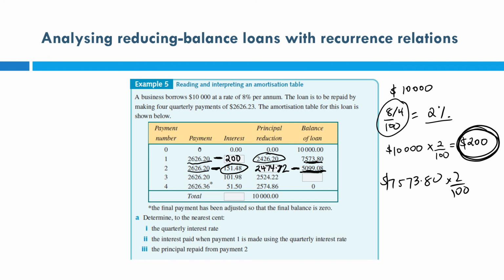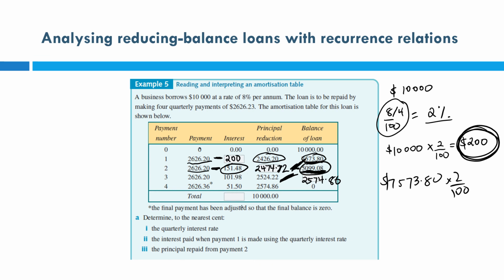So that 7,573.80 in the previous minus the principal reduction, yep, 2,474.72. Right. That gives me 5,099.08. So in order to get the next box without even thinking about it, it would be 5,099.08 minus 2,524.22, which will give me $2,574.86, I believe. So correct. That's that one, and then we've done that.